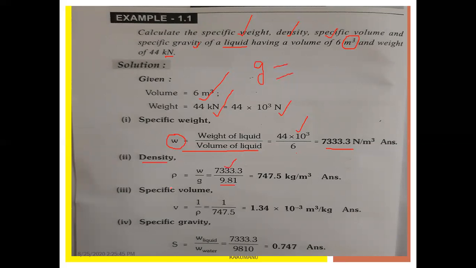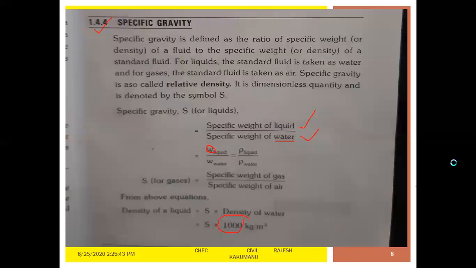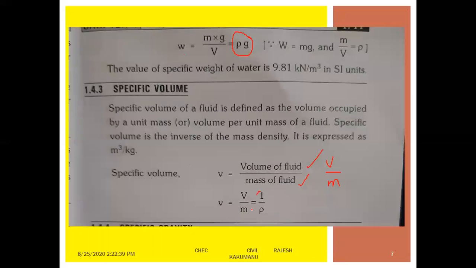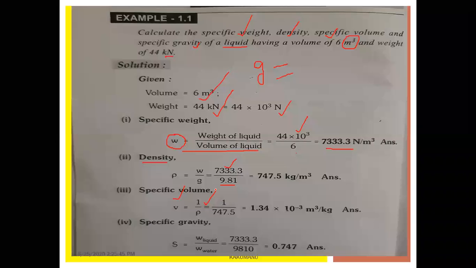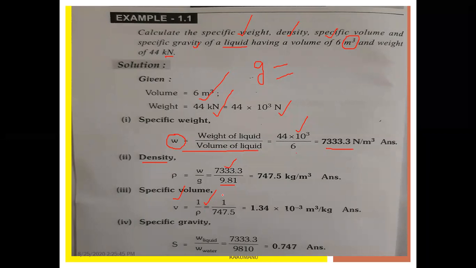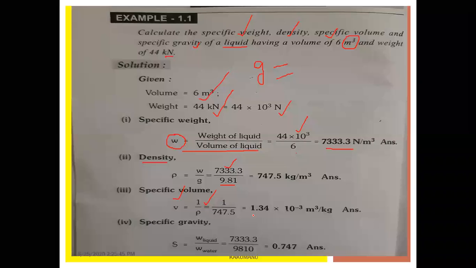Next, specific volume. What is the specific volume? v is equal to 1 by rho. We already discussed 1 by rho. See here, v is equal to 1 by rho. Now apply this formula at this point. Small v is equal to 1 by rho. Since we already got the density rho, substitute it here, and automatically the answer is 1.34 into 10 to the power of minus 3 meter cube per kg.